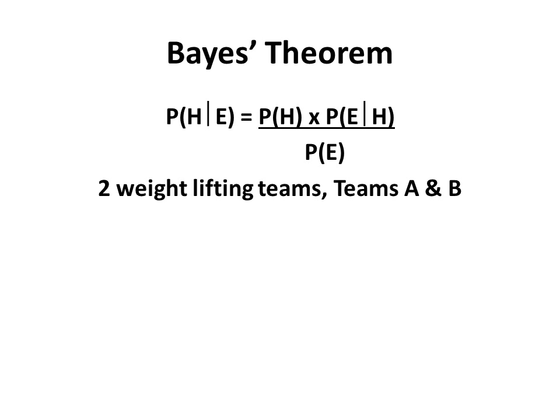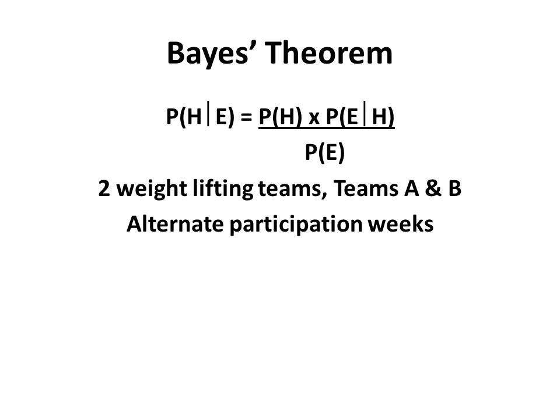So suppose there are two weightlifting teams, teams A and B. Let's suppose they're from the same university. For whatever reason, the university just has two teams. One week it will send Team A, and then the next week it will send Team B to the competition. And then the following week, A and then B, and so on, alternating.